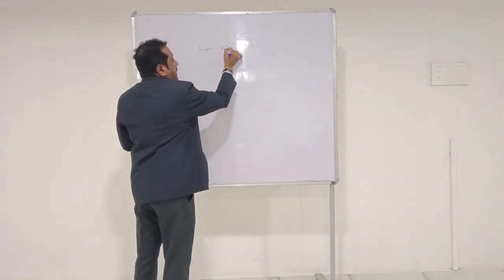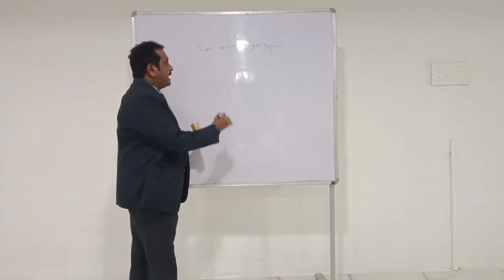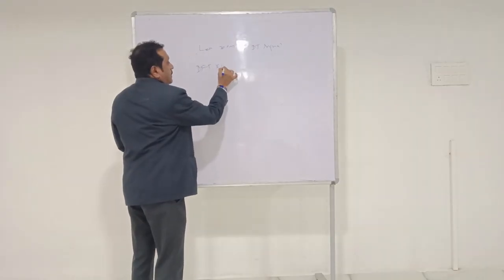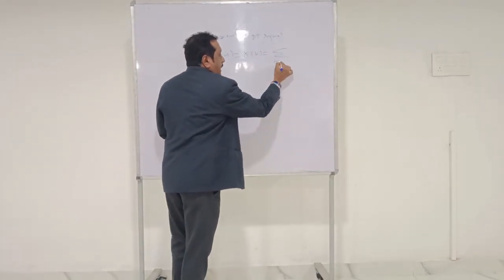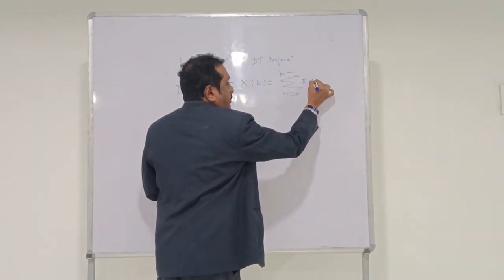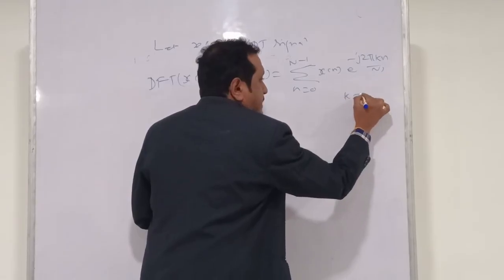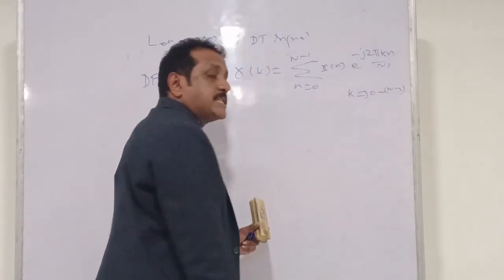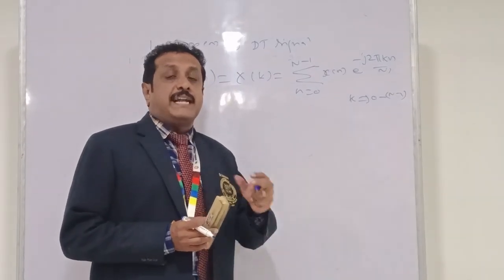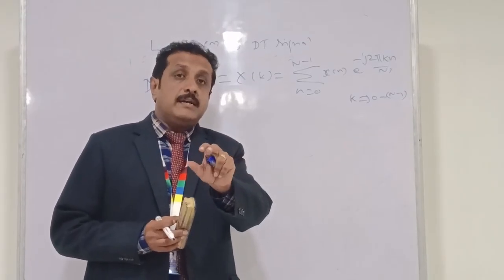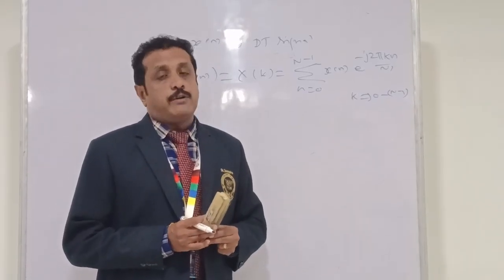Let x of n be a discrete time signal. The DFT of x of n is X of k, which is equal to the summation n equals 0 to N minus 1 of x of n e power minus j 2 pi k n by capital N, where k ranges from 0 to N minus 1. This is the formula for the computation of N-point DFT. With the use of this formula, we can transform the discrete time domain signal into the frequency domain.